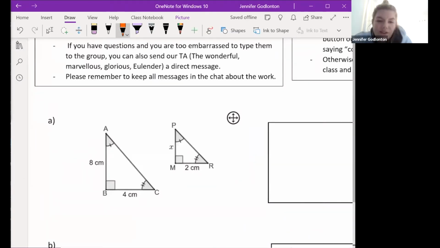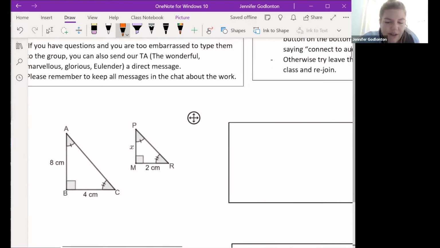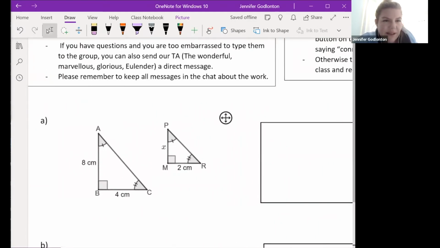So these two triangles, they are similar. Can someone tell me why they are similar to each other? What would the reason be? Have a look at them and tell me the reason why these two triangles are similar. Oh, it's very close, Eunice.